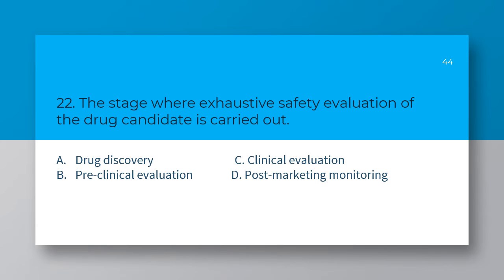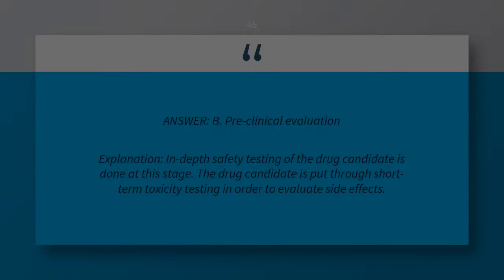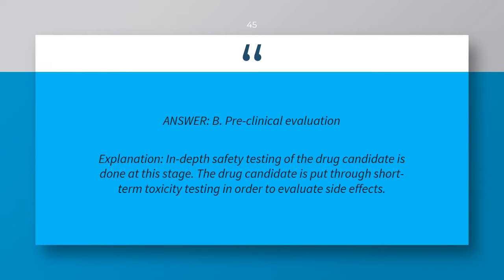Number 22. It is a study of the use and the effect of drugs in large numbers of people. Answer is B. Preclinical evaluation. In-depth safety testing of the drug candidate is done at this stage. The drug candidate is put through short-term toxicity testing in order to evaluate its side effects.